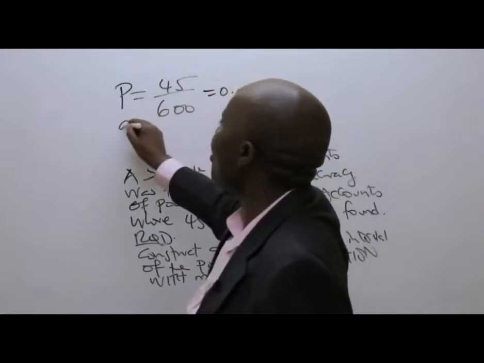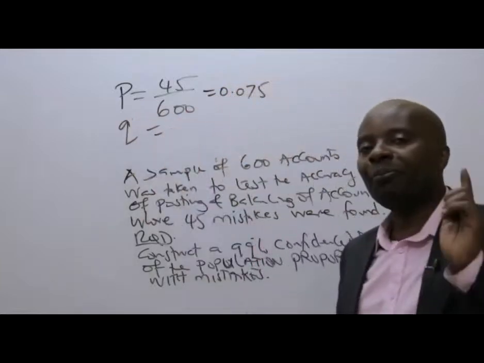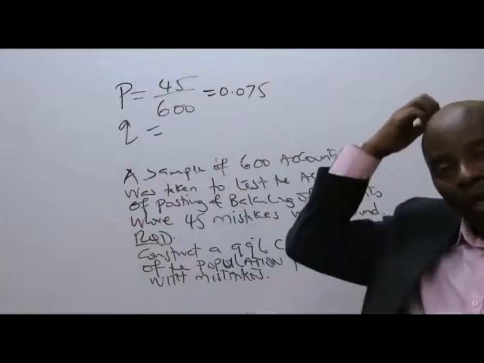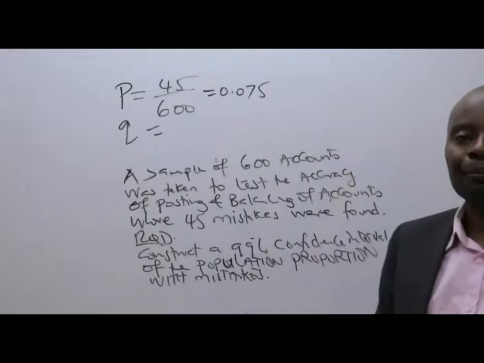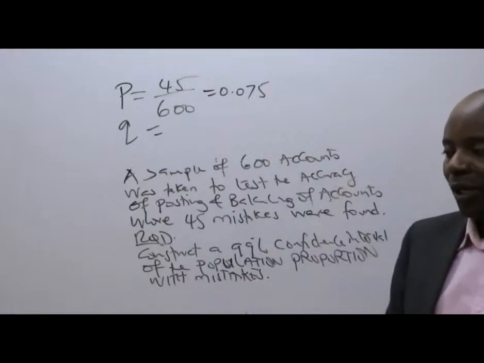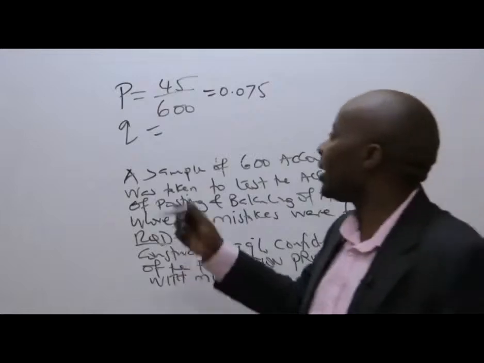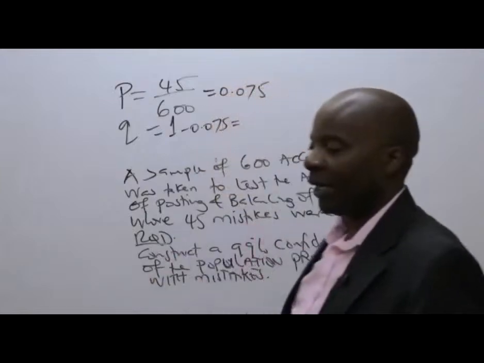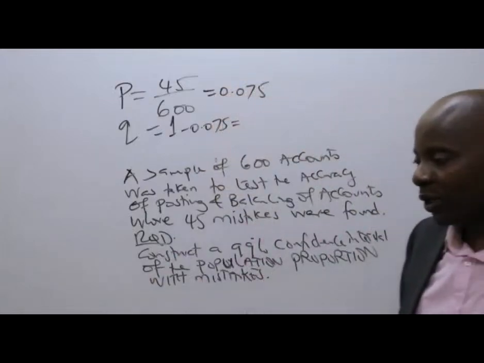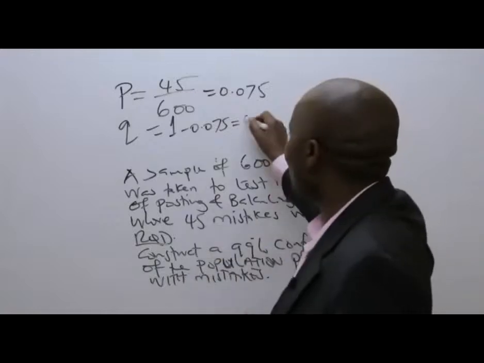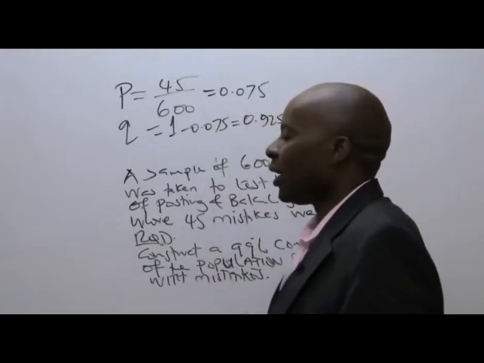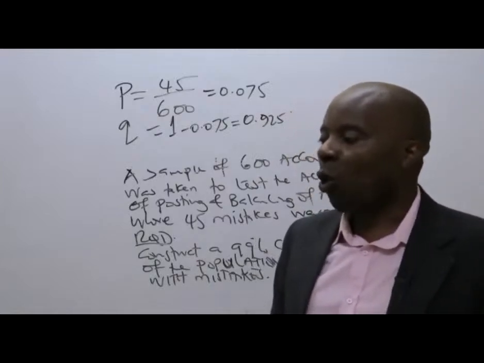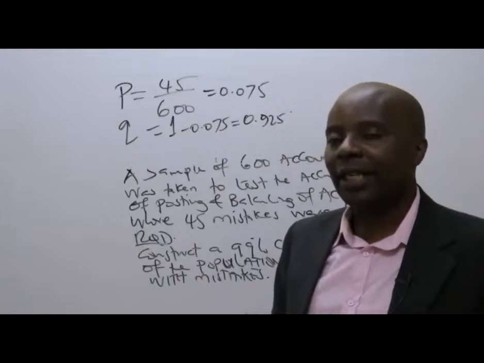So what do you think will be our Q? Remember that P plus Q must always add up to 1, meaning that Q will be 1 minus 0.075, which gives us 0.925. Now, having gotten P and Q, I expect you to go ahead and calculate the standard error.